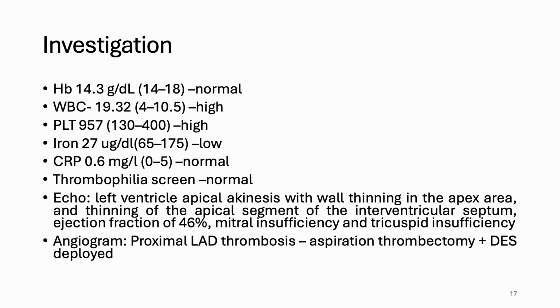The echocardiography showed a left ventricular apical akinesis with slightly reduced ejection fractions, and there's a presence of mitral and tricuspid regurgitations. The team have proceeded with an angiogram, and it shows a proximal left anterior descending artery thrombosis. They performed an aspiration thrombectomy, and a drug-eluted stent was deployed.